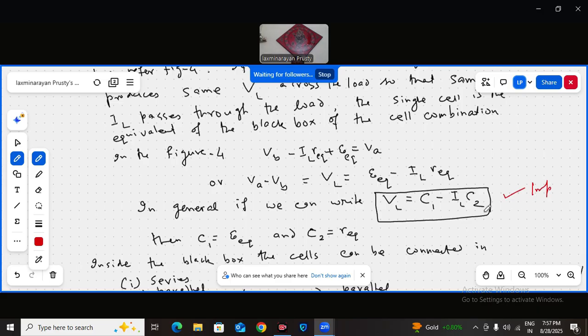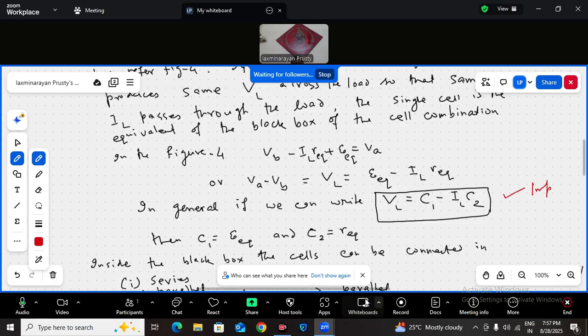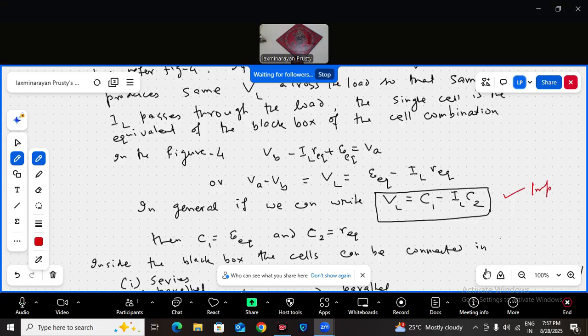If we can express V across the load in the given combination, in the given situation, whatever VL, if I can write it as a constant minus IL another constant, just compare it with this, then the C1 constant is E equivalent and C2 constant will be R equivalent. Very simple logic. I think all of you must have understood till now what I discussed. Are you understanding?